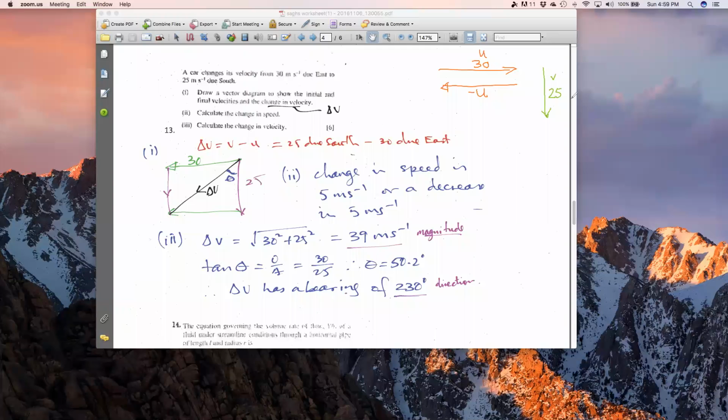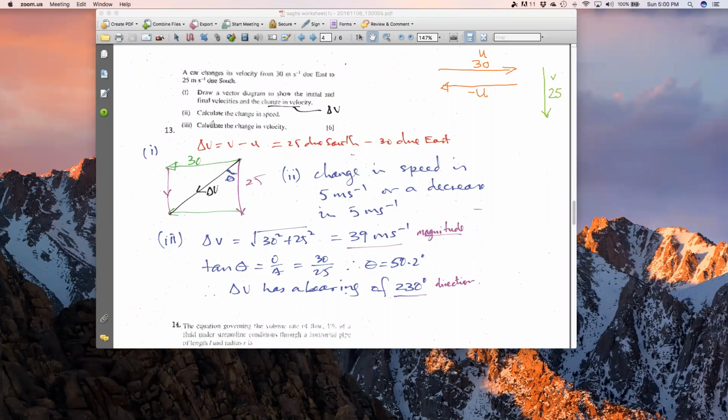Yep, good, thank you. The next part: calculate the change in speed. Now, speed is not a vector quantity. Speed is a scalar. So as far as we are concerned, the speed of this thing is just 30, and the speed of this is 25. So what is the change in speed? It is from 30 to 25. So you can call it 5 or minus 5, that will be fine. Either call it a change of 5 or a decrease of 5. There's no directional component because this is a scalar.